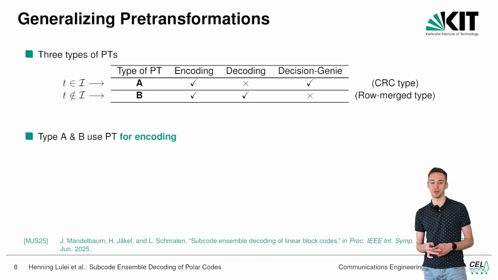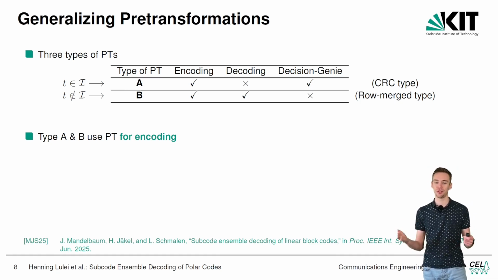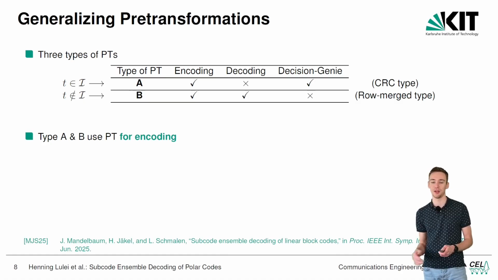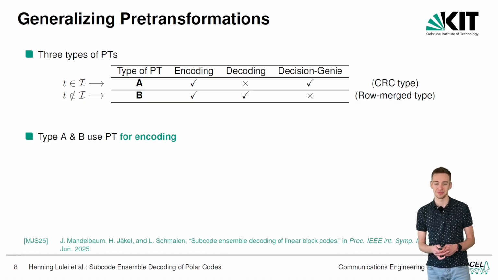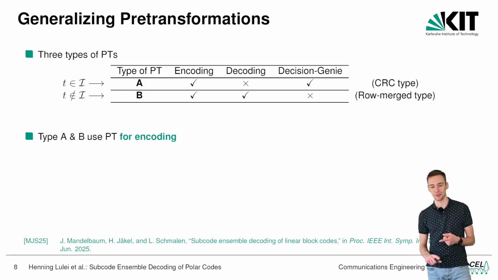Let's look at what we saw on the previous slide. We kept that in a little table, and we have two types of pre-transformations. We have type A, which are the CRC type pre-transformations, which are used as a decision genie in the end. Their target bits are included in the information set and thus are used for encoding, not for decoding, but again in the end as a decision genie for SCL decoding. The other type, which we learned about, which is the row merge type, doesn't have their bits in the information set, but rather in the frozen set. They become dynamic frozen, and they are used in encoding and decoding to gain performance over plain polar codes by using these properties we saw earlier, like the improved weight spectrum and the remaining capacity in the frozen channels.